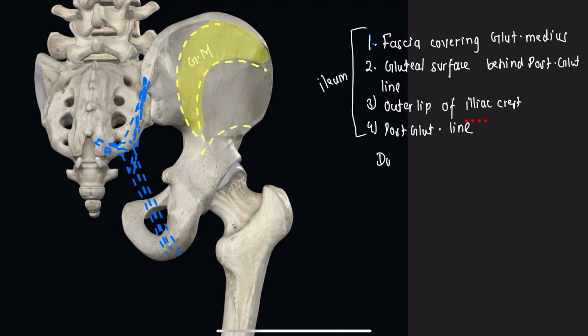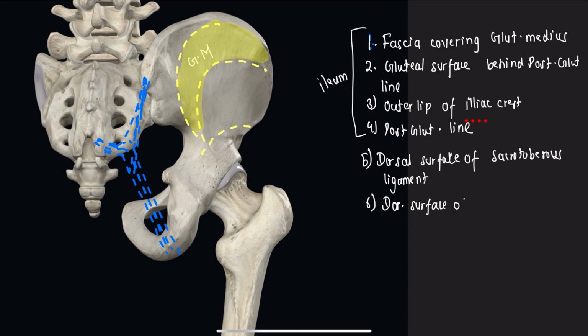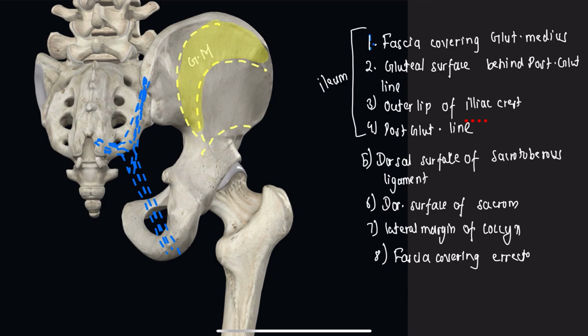Then another one is the dorsal surface of the sacrotuberous ligament, and similarly the dorsal surface of the sacrum, the lateral margin of the coccyx, and at last the fascia covering the erector spinae muscles. So these are all the origin points of the gluteus maximus.